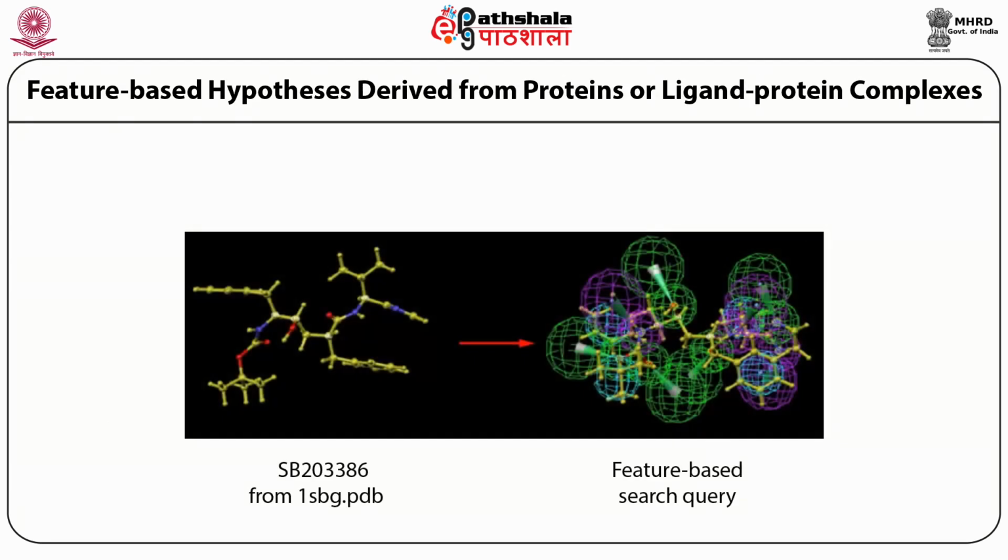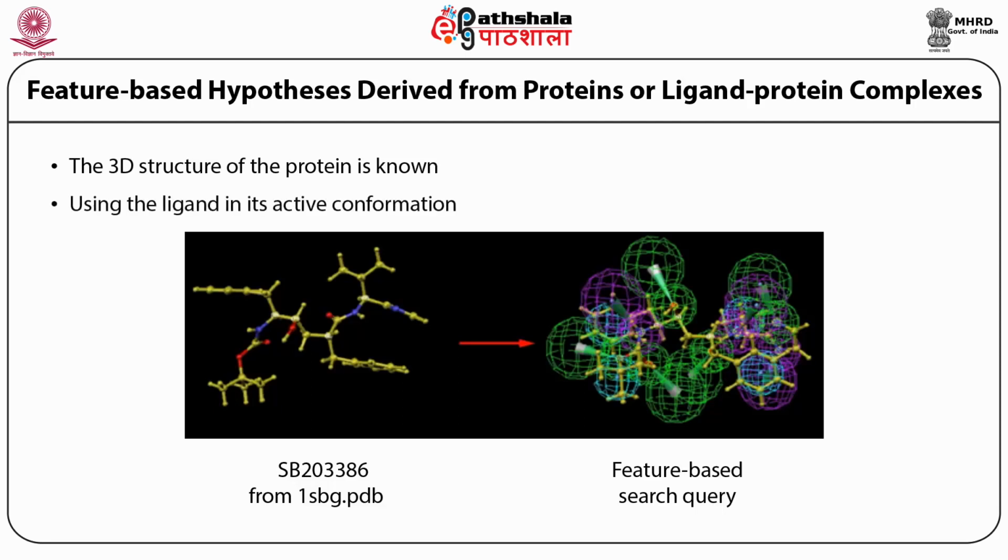Here I depict the chemical like SB, which is from PDB, and one of these is a SmithKline Beecham compound. The 3D structure of the protein was known, and the ligand was known. Using the ligand, the feature-based search query was built up and used to find new compounds. And how do you find new compounds?